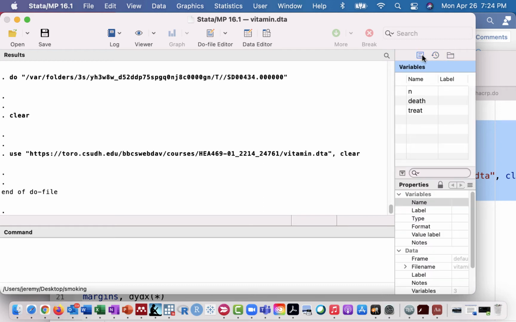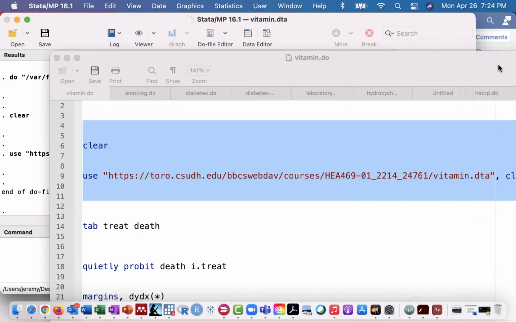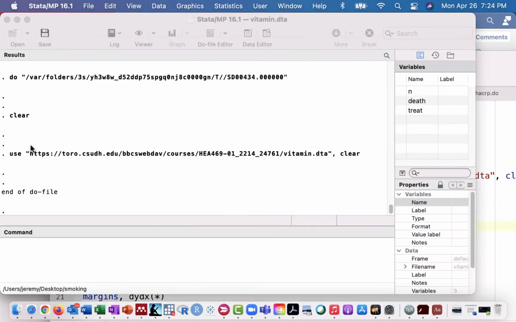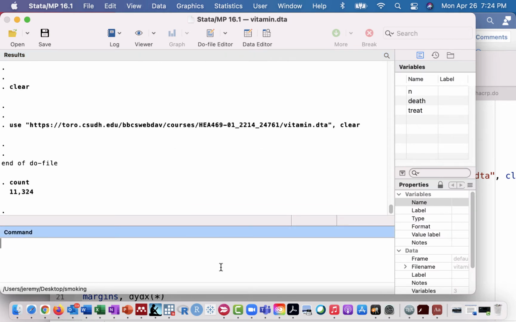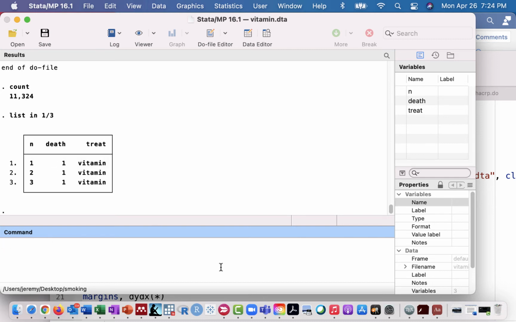So then when you open it in Stata, if you go to variables, remember it has the list, the clock, the folder. The list shows you what it has. So it has a counter. I just use that to create the data set. It has death and it has treat. So we're not going to use list, but we could use a count, right? Count. Okay, so we have 11,324. That's way too many for list, but maybe let's list the first 3.